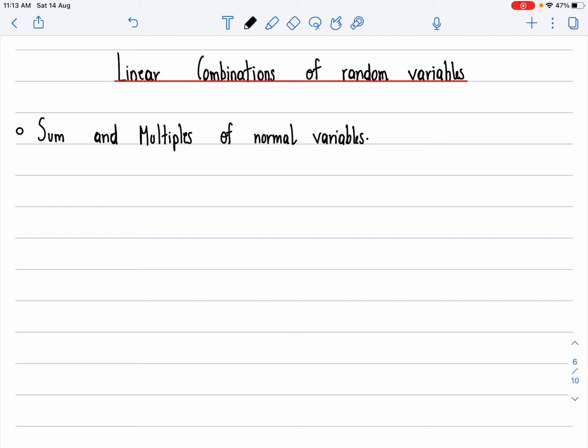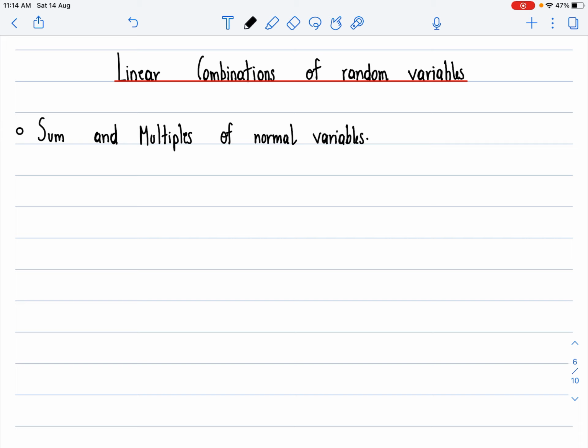Today we'll be doing the concept of the sum and multiples of normal variables, which is a subtopic in the chapter of linear combinations of random variables. This is a very important concept to understand. These are asked in many past paper examples and questions. So you need to know this.